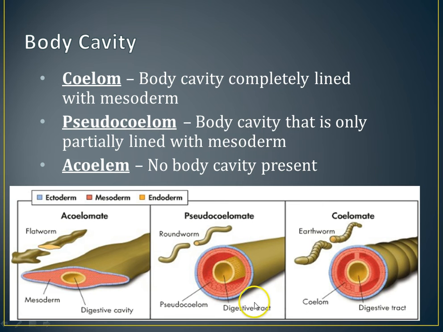Now, in the middle, you see we have this roundworm here. Roundworms have their endoderm on the inside, and there's no mesoderm around the inside of it. It is only lining the ectoderm. That's what's called a pseudocoelom, because what does pseudo mean? False. Yeah, false. It kind of looks like a coelom, but it's not totally a coelom.